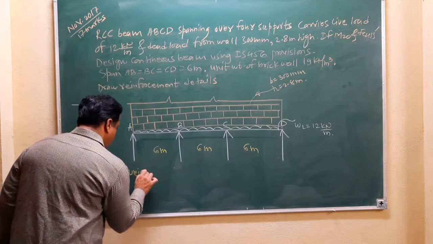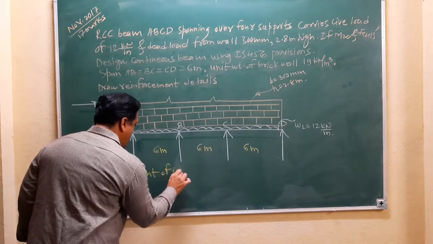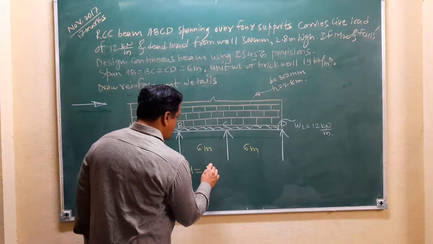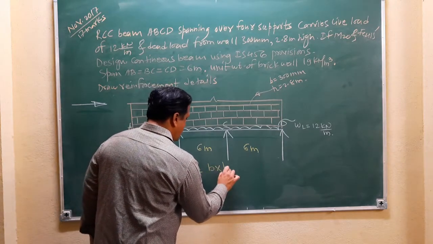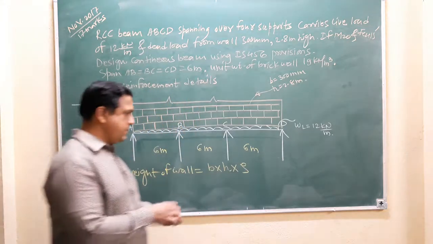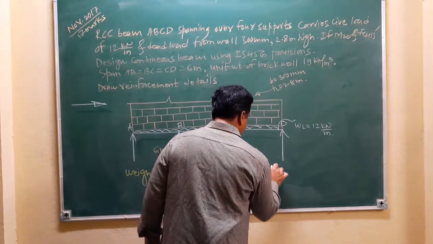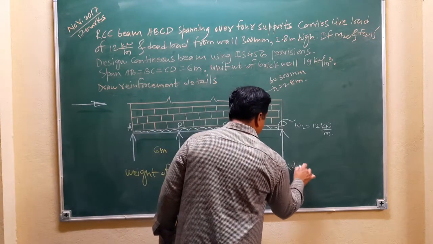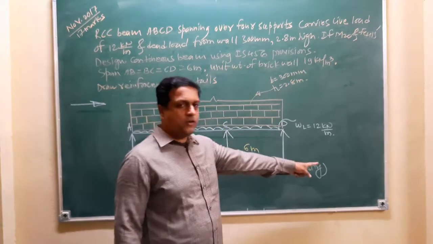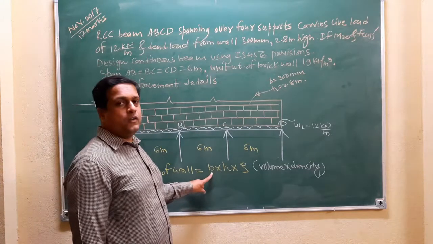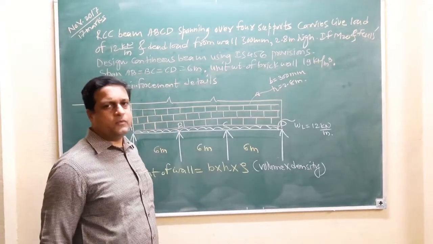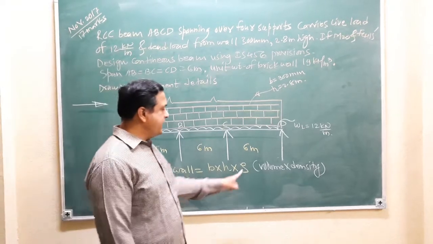Weight of wall, that means it is a dead load, is equal to width of the wall into height of the wall into density of the wall. That means volume into unit weight of the wall. Volume is width into height into length of the wall. Always consider the length of the wall as 1 meter. And finally, the density of the wall.